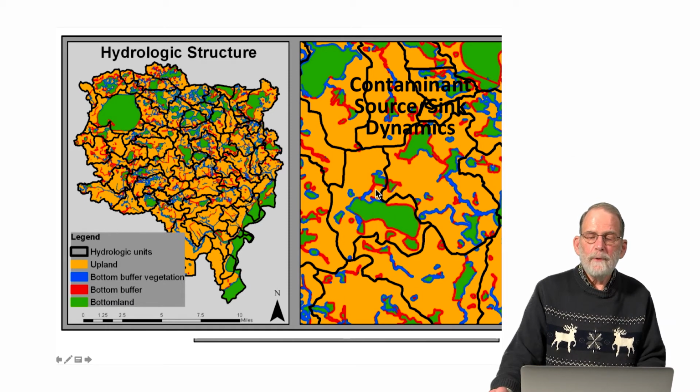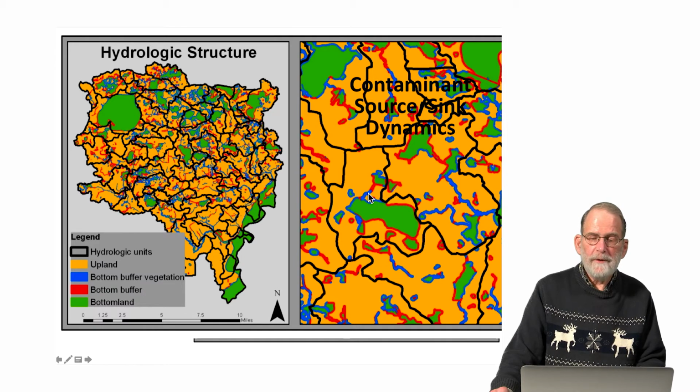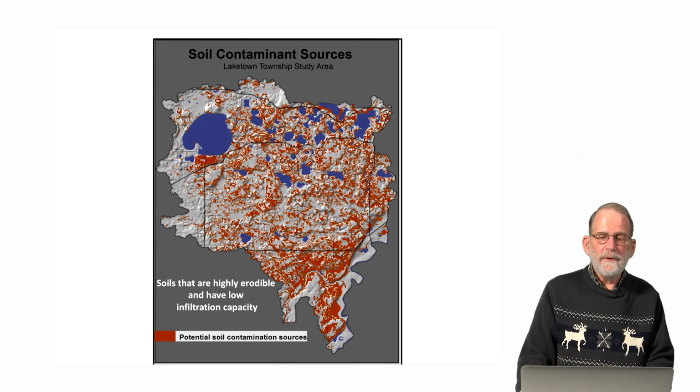And then, as I said, the red areas represent unbuffered conditions in between the upland area and the bottomland area, and the blue represents buffered conditions. So the first thing we need to do is to identify the hydrologic structure of the landscape in terms of its subbasins and the upland and bottomland conditions and buffer conditions within each of those hydrologic units. Then we need to begin to look at the sources of contaminants in the landscape.